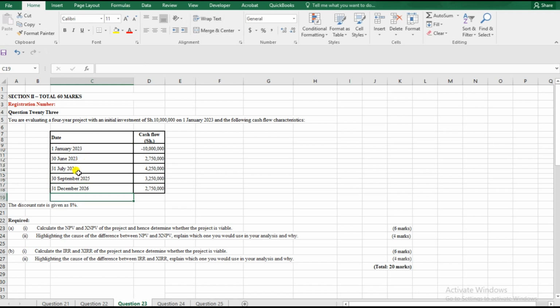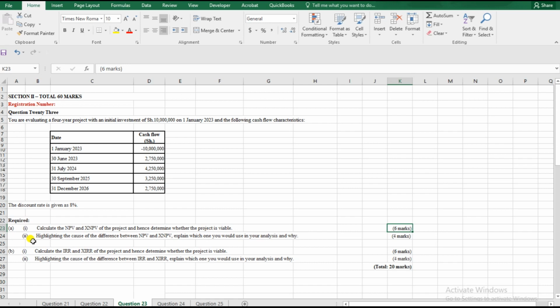Then the discount rate is given as 8%. Our good examiner here has given us a discount of 8%. We are required, number one, to calculate NPV and XNPV of the project, and hence determine whether the project is viable. A good examiner is giving us what? 6 marks. Surely this examiner wants us to pass this paper with flying colors, right?